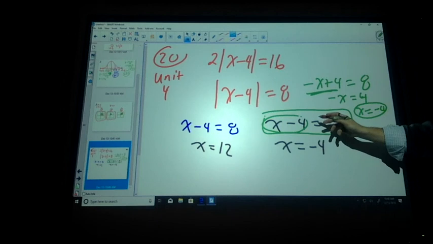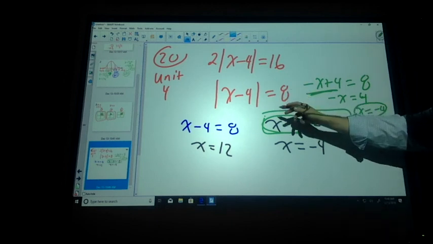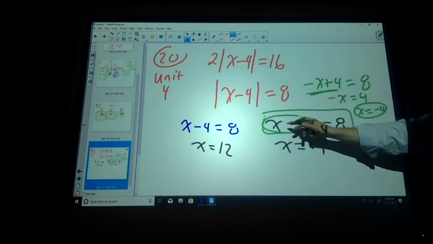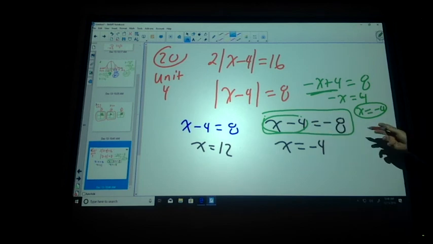I was just trying to cheat the system, saying take what's in the radical or in the absolute value, write it twice, take the simpler side, make it positive and negative.